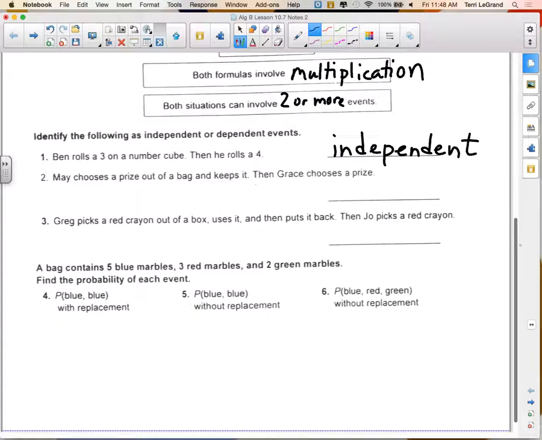Well, why did she choose a different prize? So you're telling me she couldn't choose the same prize that May did? Yeah, because she can't choose the exact prize that May did because May didn't put it back, did she? She kept it. So now the number of prizes in the bag went down by 1, didn't it? So this is a dependent event. She didn't have the chance to choose the one May did, because May didn't put it back.